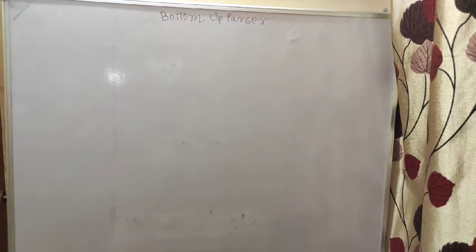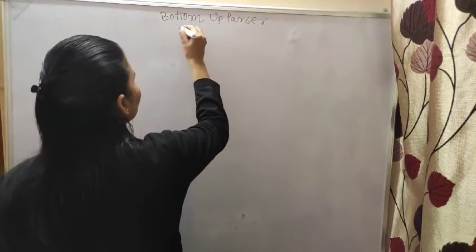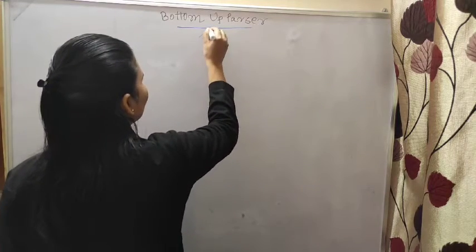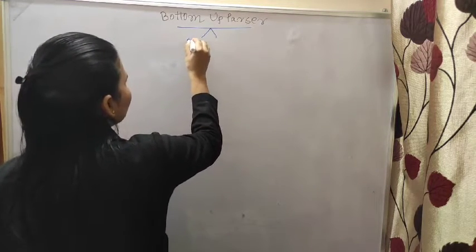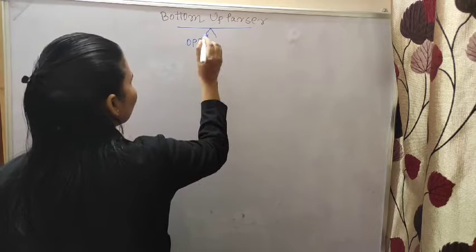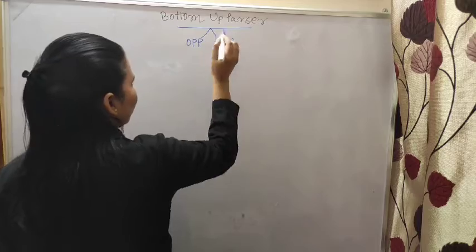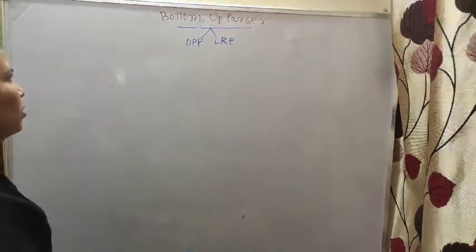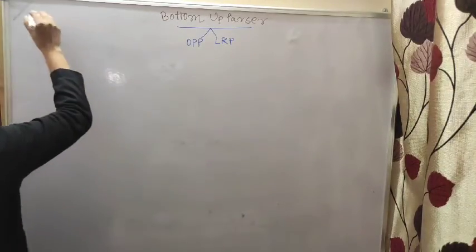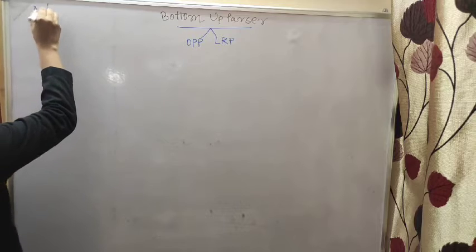Now we will see bottom up parser. Bottom up parser has two types. One is operator precedence parser. Another one is LR parser. So first we will see operator precedence parser.